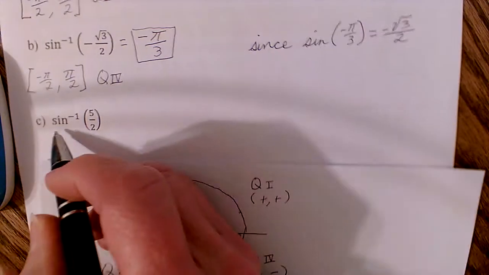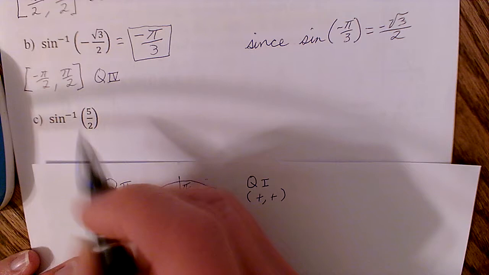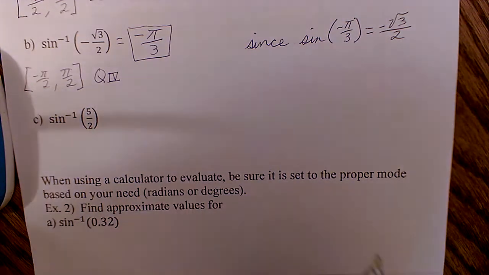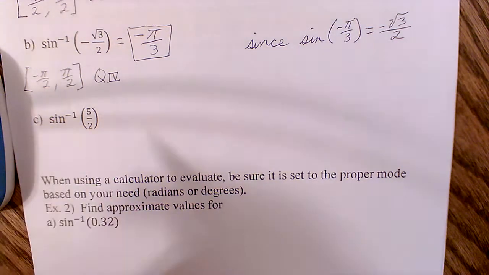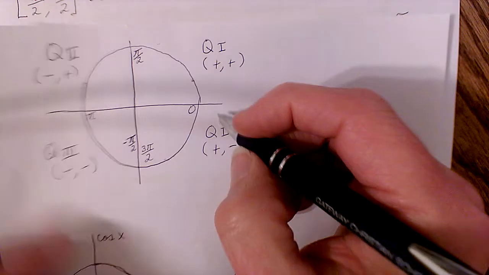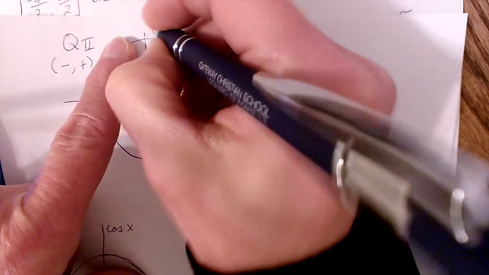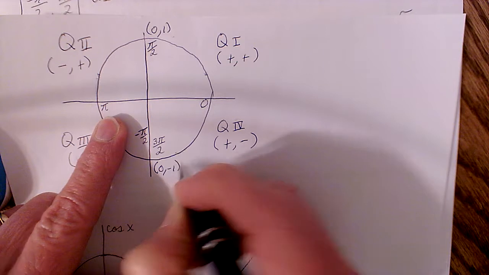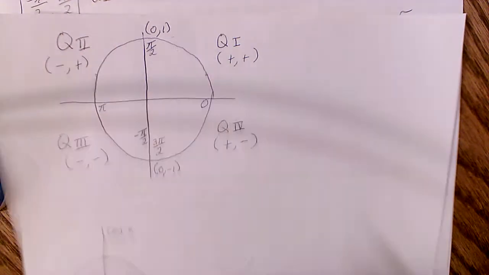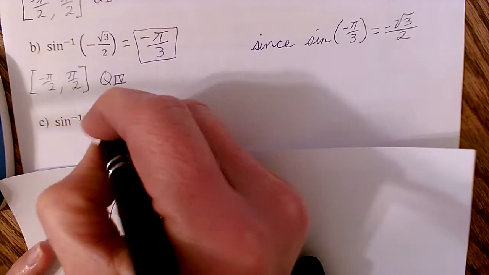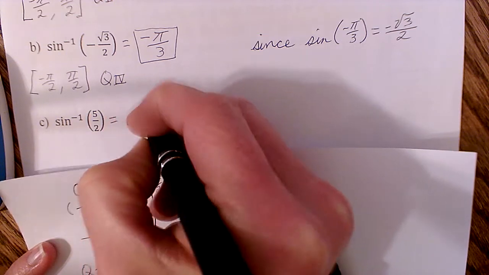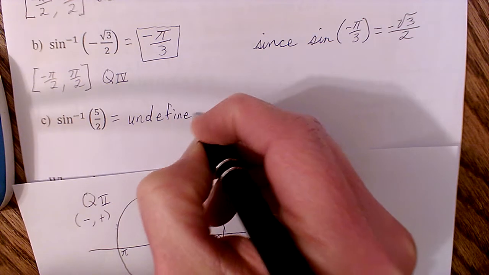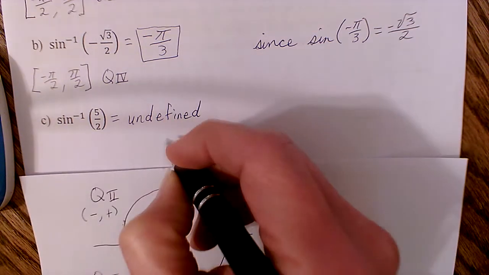How about, what's the angle that gives us a sine of 5 halves, which is otherwise known as 2.5? Well, let's look back over here. Sine is our y value. We're only going up as high as 1 on the y value and as far down as negative 1. Sine is between negative 1 and 1. Sine never goes up to 2.5. And so this is going to be undefined. It does not exist. There is no angle that gives us 2.5 for the sine. So this is undefined.